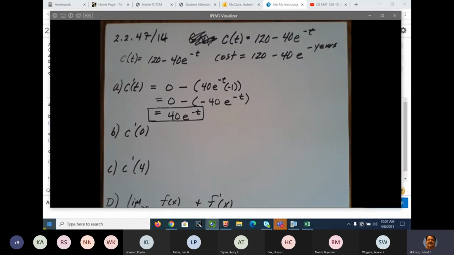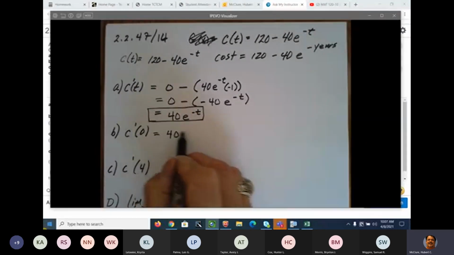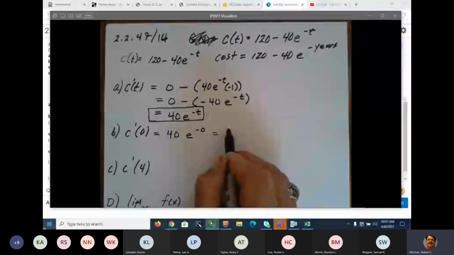Okay. So this is pretty easy. 40 e to the negative 0 is 40.